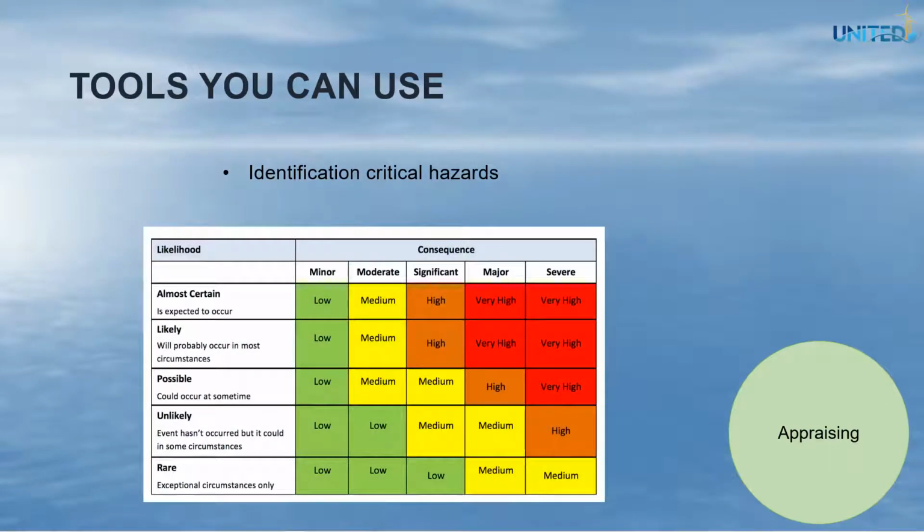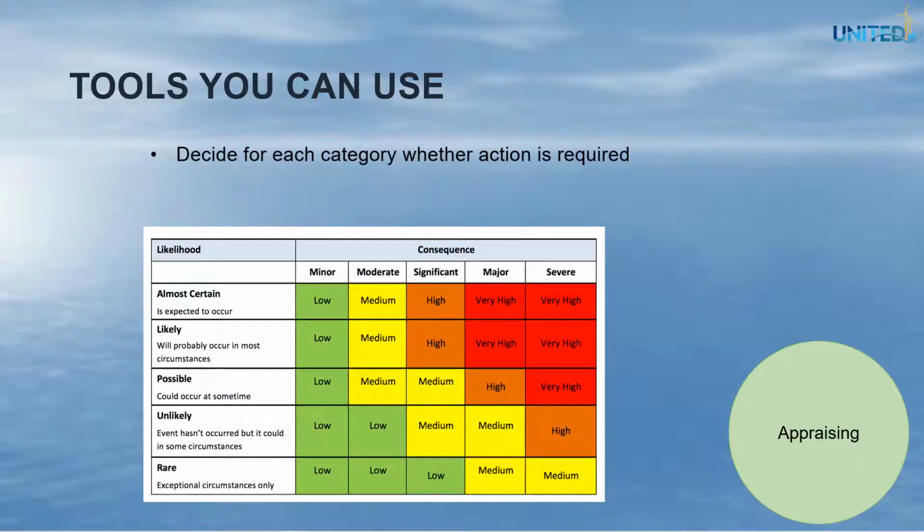We have seen a diagram like this before, where you have the likelihood of something happening and the consequence if this happens. Whether the likelihood is split up in 3 or 5 categories or the consequence is being split up in 3 or 5 categories, that's not very important. What is important is that you can make a difference between risks that are low, medium, high, and very high. In this diagram, the green are low, the yellow are medium, the orange are high, and the red are very high risks. Now we have to decide for each category whether action is required. For example, green and yellow, we think that they are okay, and orange and red, action is required.